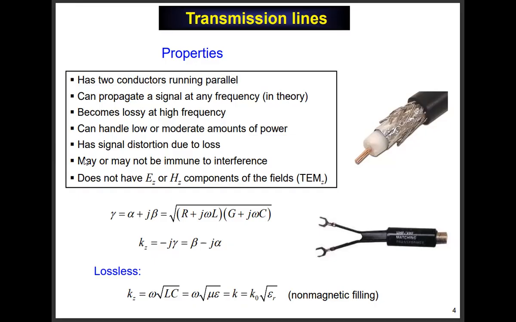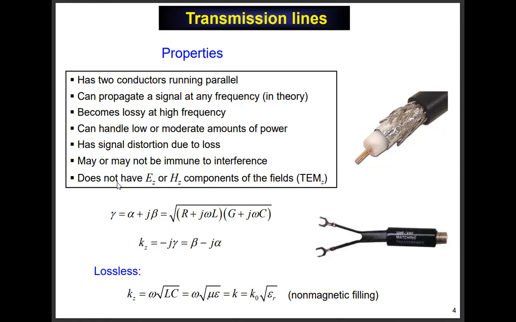It may or may not be immune to interference. That depends on the type. The coax is immune because it's what we call a shielded transmission line. As long as that shield is thick compared to a skin depth, nothing can escape or penetrate from the outside, right? But this is not quite true for twin lead. We talked about that before, so I just want to remind you. Now, we haven't really talked about this before, but we'll visit this soon.